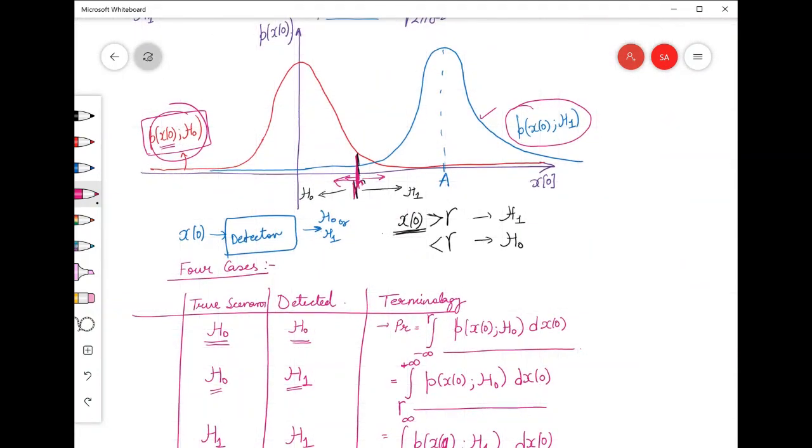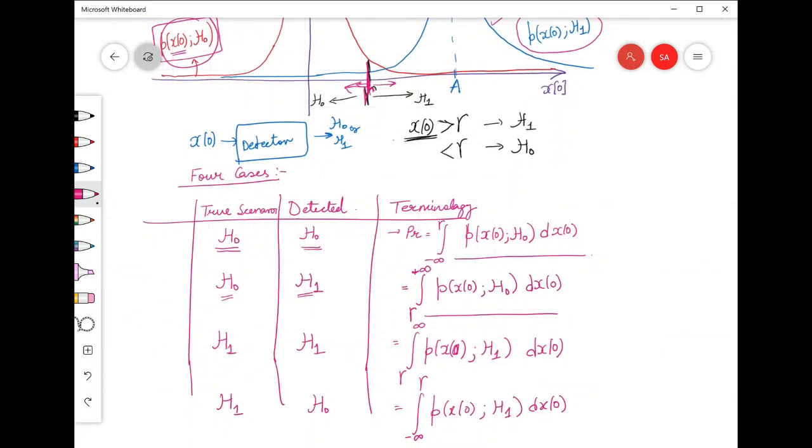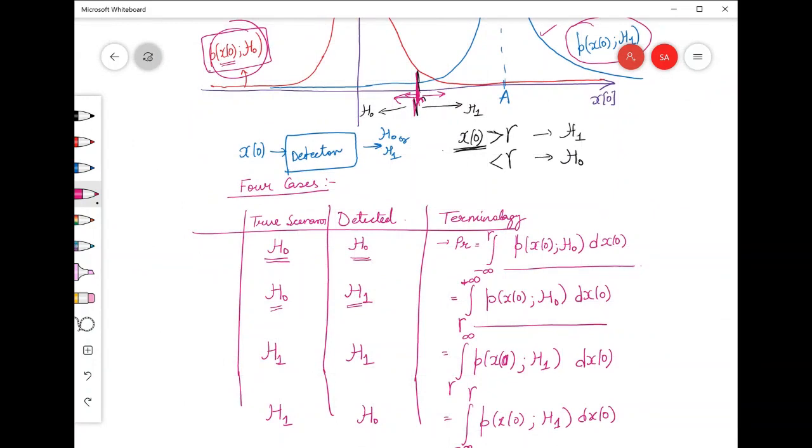Depending on the true scenario you will get a PDF, and depending on what value you get from that PDF, you will detect one of the hypotheses to be correct. Now these I should not write here under terminology, but I should write the PDF. So this is the PDF, or rather the probability.